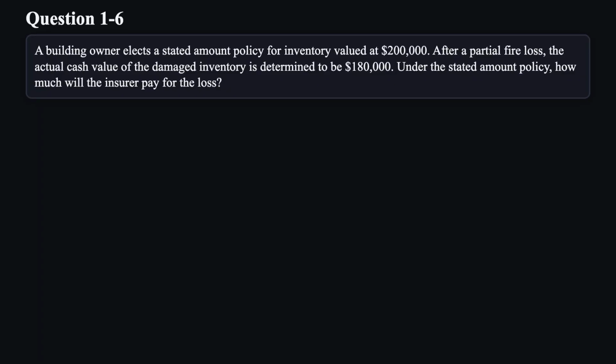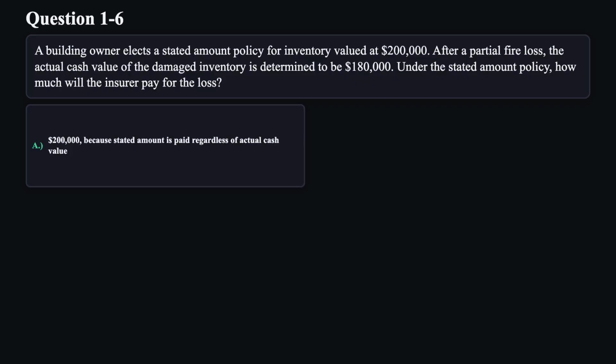Question 6. A building owner elects a stated amount policy for inventory valued at $200,000. After a partial fire loss, the actual cash value of the damaged inventory is determined to be $180,000. Under the stated amount policy, how much will the insurer pay for the loss?